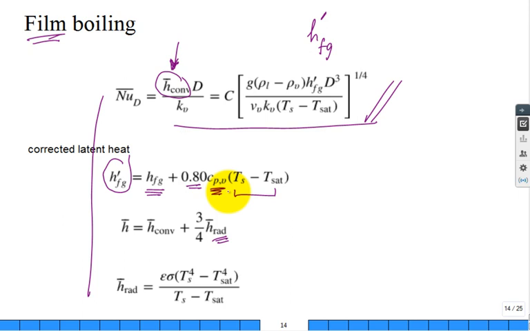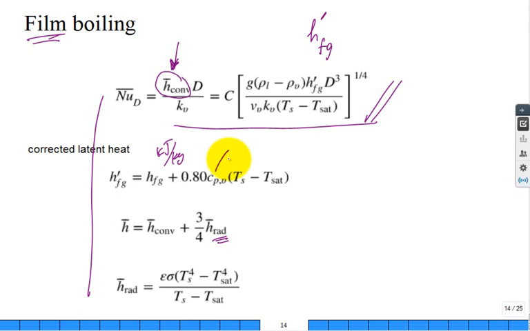I didn't make up these correlations. A lot of people spent a lot of time, and they just said, this is the best fit we have for the data, and they published the paper. All right, so notice that you just need to be careful, again, with that kilojoule per kilogram, making sure that this is in kilojoules per kilogram Kelvin, and the units work out.